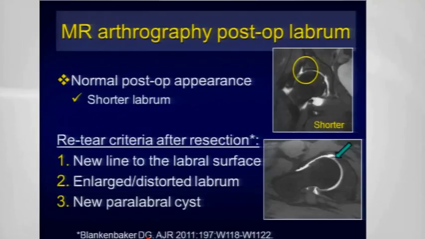Well, how can we tell if there's a new tear? We looked at this and we evaluated that in order to diagnose re-tears on the patients who have had prior labral resection, there's three things we should look for. One is a new line to the labral surface. Two, an enlarged or distorted labrum. And three, if you see a new paralabral cyst, then you know that there has been a new tear.